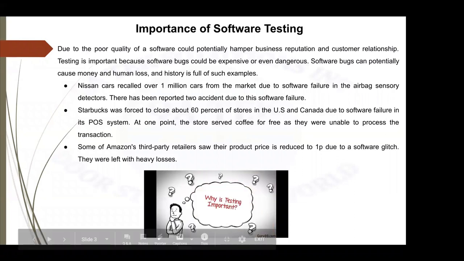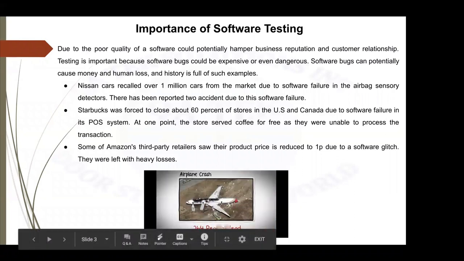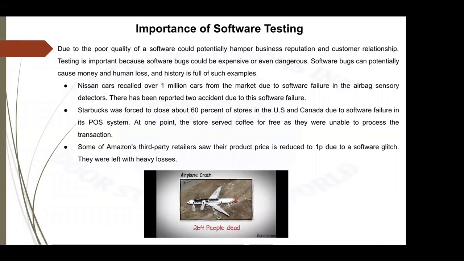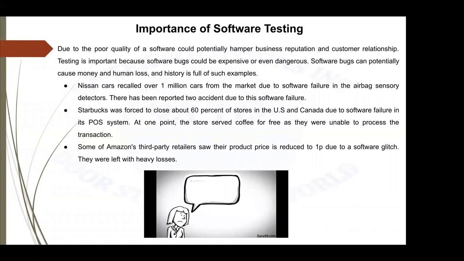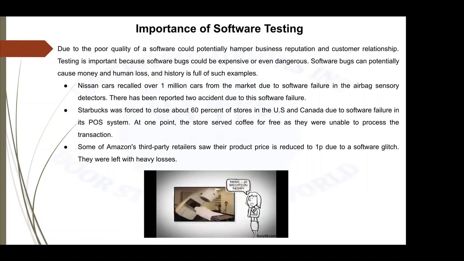Why is testing important? This is a China Airlines Airbus A300 crashing due to a software bug on April 26, 1994, killing 264 innocent lives. Software bugs can potentially cause monetary and human loss. History is full of such examples. In 1985, Canada's Therac-25 radiation therapy machine malfunctioned due to a software bug and delivered lethal radiation doses to patients, leaving 3 people dead and critically injuring 3 others.